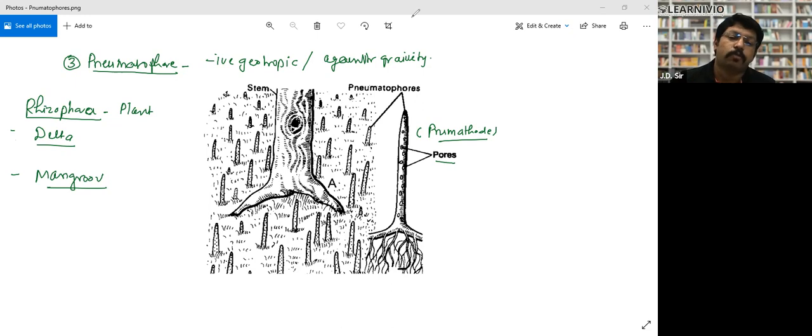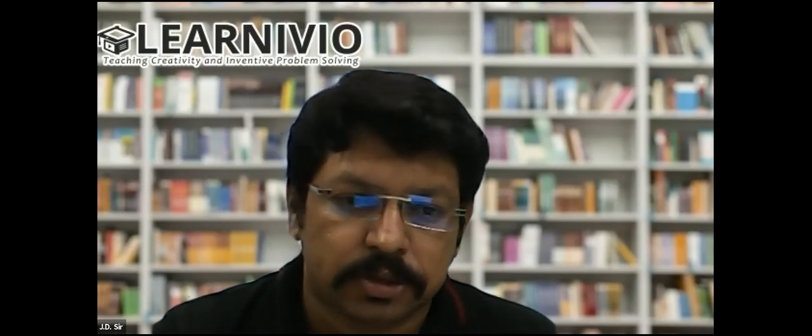The fourth kind of root is stilt root. Let me explain what stilt roots are. Stilt roots are the roots found basically in a maize plant and in a sugarcane plant. These also have a different function. The stilt root.